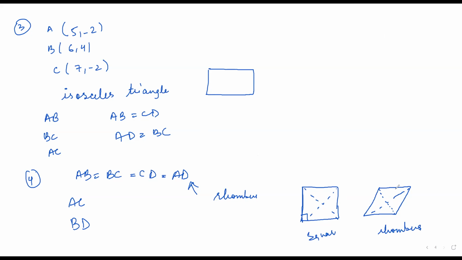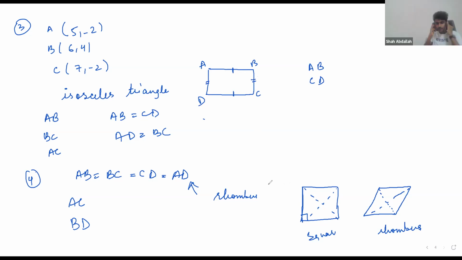Understood? Now, similarly, in some question, if this is the figure ABCD, and I'm getting AB equal to CD, this side equal to this, and this side equal to this. So can I say it is a rectangle? No. Why?